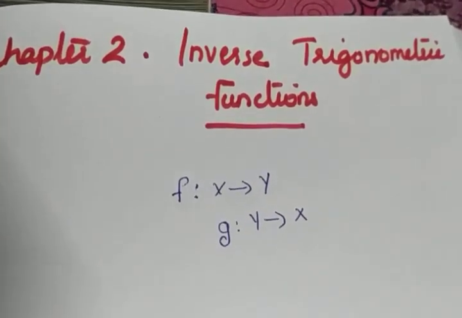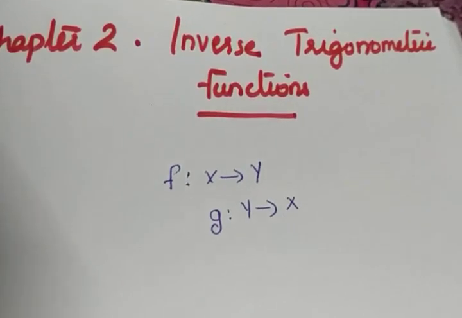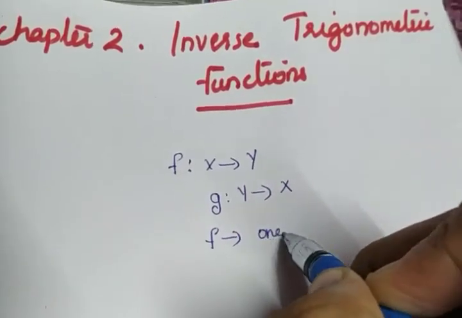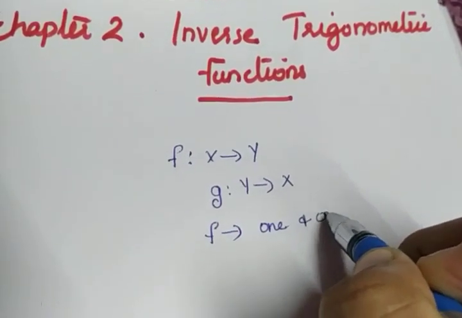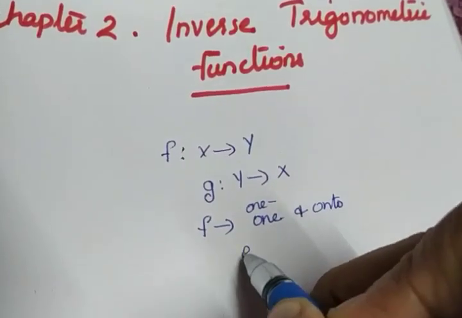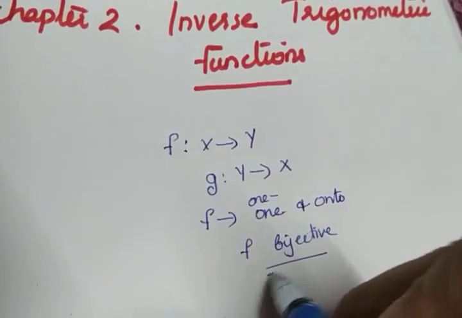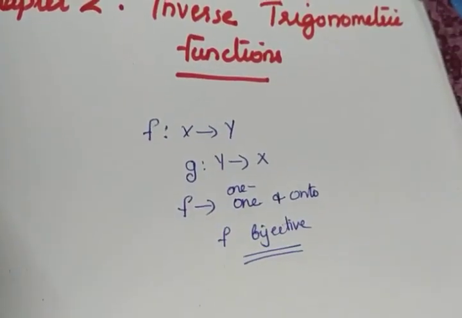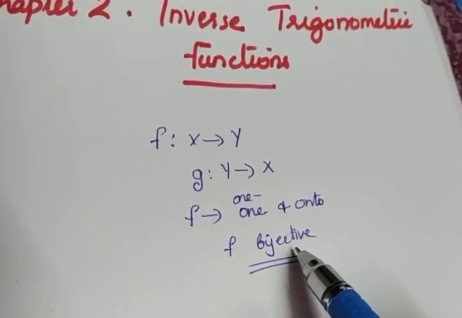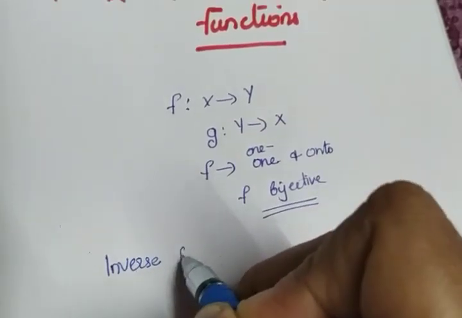In the first chapter we also studied that for a function to have an inverse, it must be 1, 1 and onto. If f is 1, 1 and onto, then it has an inverse, isn't it? That means f must be bijective to possess an inverse. So these are the basic ideas which we are going to apply in this chapter. So first we will deal with the inverse of sine function.